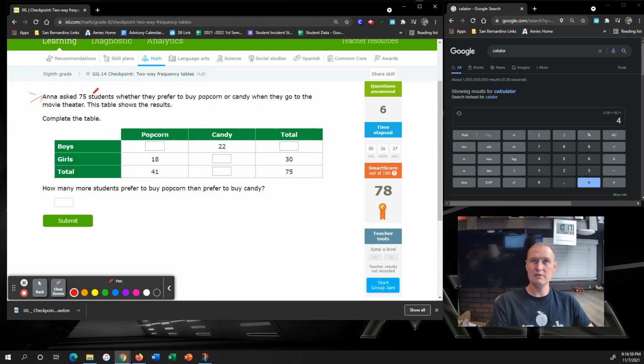So Anna asked 75 students whether they prefer to buy popcorn or candy when they go to the movie theater. This table shows the results. That is a good one. When you go to the movie theater, like, well, I don't know. I want the popcorn. I want the candy. Yeah, it depends, right?